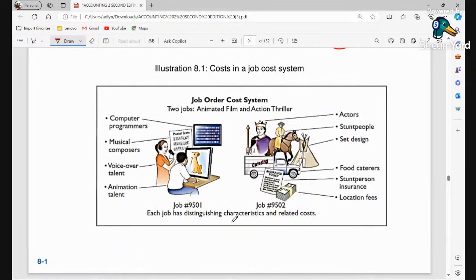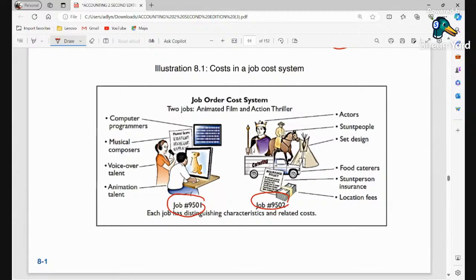The jobs are labelled by name, by a code. You can see here we have job 9501 and 9502. 9501 is actually an animation film, and the second job, 9502, is an action trailer. Both films are produced by the same producer, the same person or company, but they produce different products.